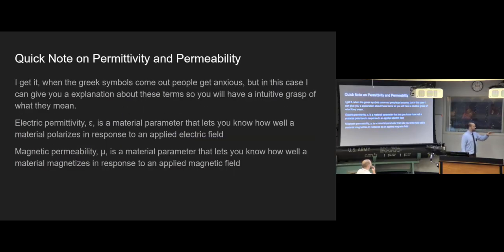All right, permittivity, permeability, big scary words, but what does it actually mean? People get scared when the Greek symbols come out. We all wish that numbers were the only thing in math, but they had to add the alphabet. It's whatever. So, electric permittivity, epsilon is the symbol, is a material parameter that lets you know how well a material polarizes in response to an applied magnetic field.